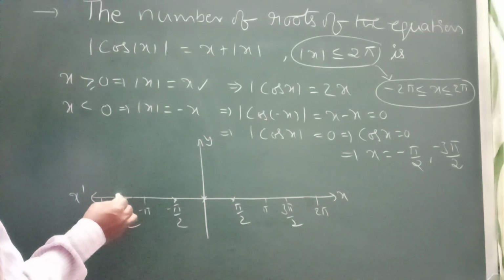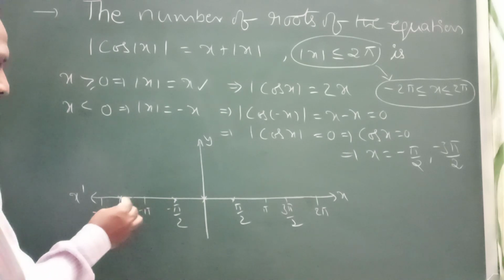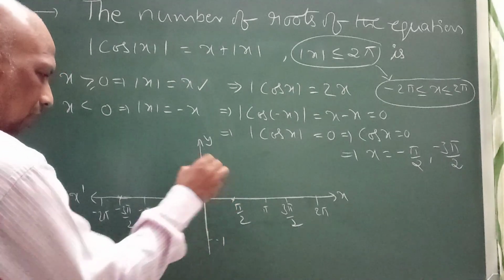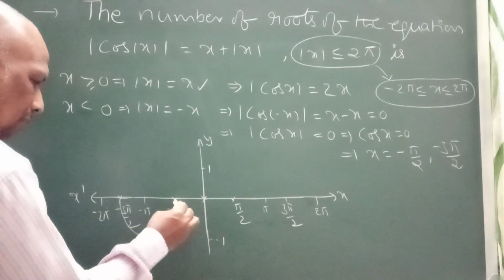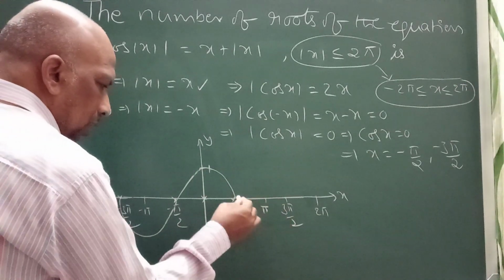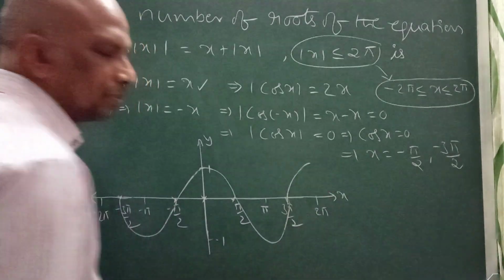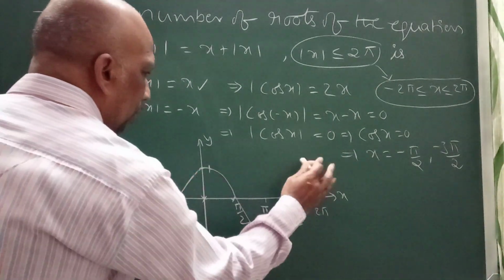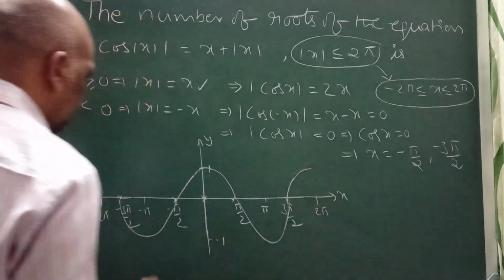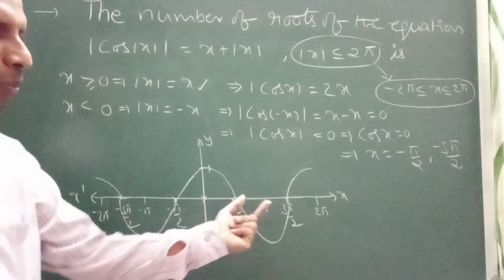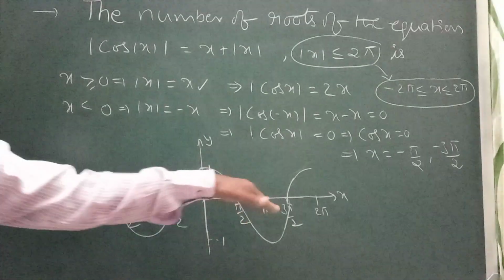At 3π/2 the value will be 0, right? Cos 180° is -1, down. Suppose this is -1, this is 1. The graph will come like this, right? At π/2 it is 0, and cos 180° is also -1. It will go like this. Cos 2π is maximum, cos 2π is 1. It will go like this. I draw the graph like this. This is the graph of cos x.